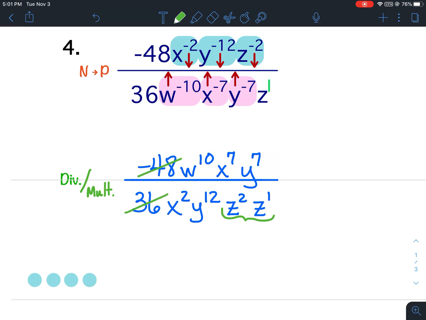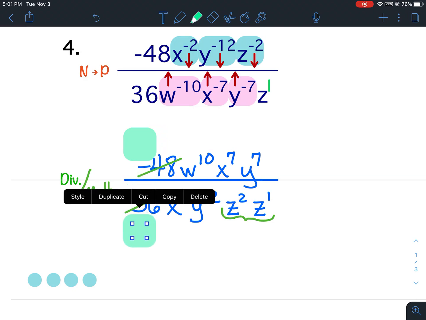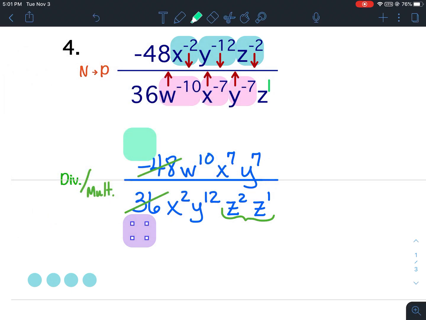You're going to put in the negative 48 over 36 yourself. Okay, so you're going to need a term up here and a term down here. For the negative 48 over 36, I'm not going to tell you what that is.